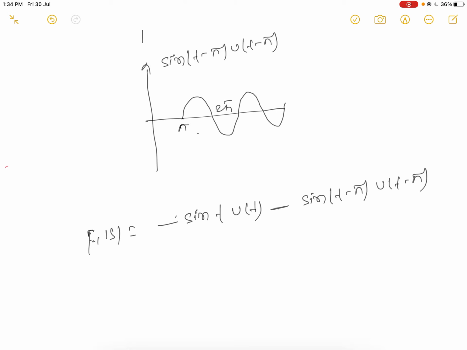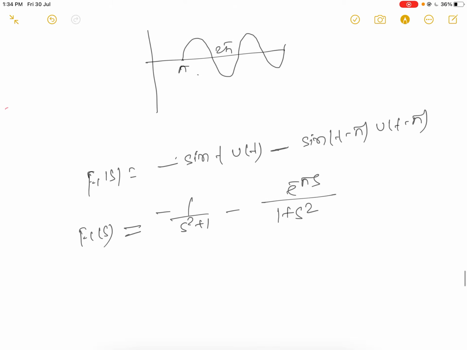Okay, so check it. When you take the Laplace transform, you will get f1(s) equal to 1 upon s square plus 1 minus e to the power minus pi s upon 1 plus s square. This one will be a negative sign.